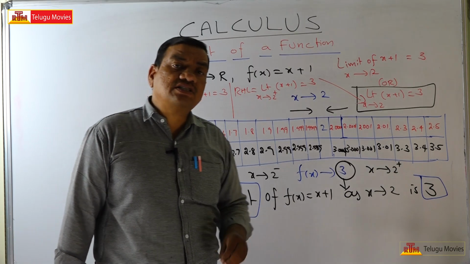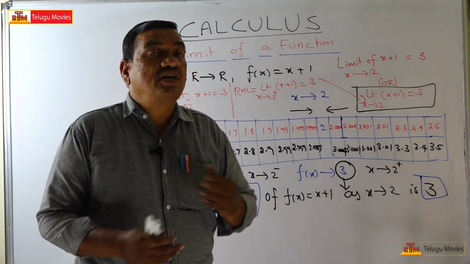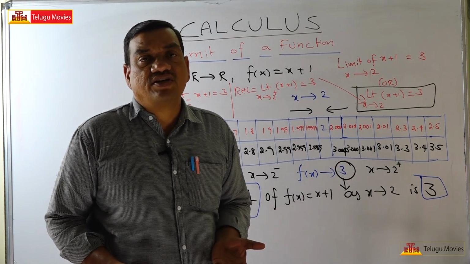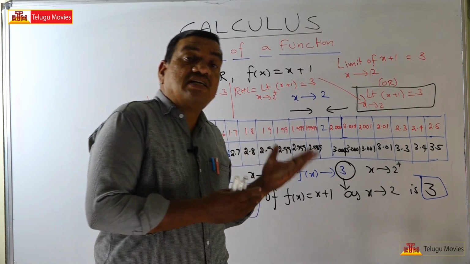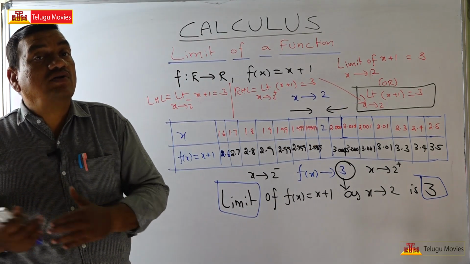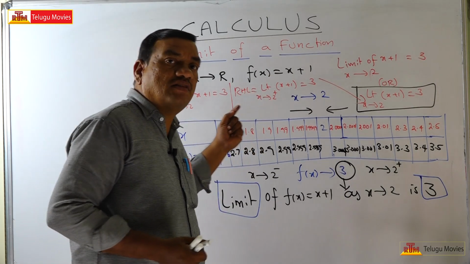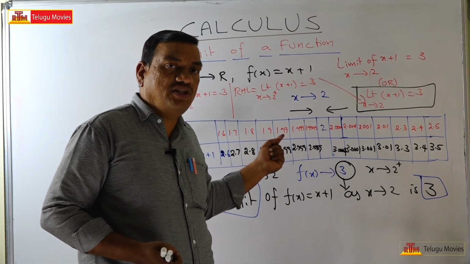Sir, are there any functions whose left hand side limit and right hand side limit give different answers? Yes, there are some functions where the left hand side limit approaches one value and the right hand side limit approaches another value, thereby the limit does not exist. Okay, now I will explain that example also. Let us see that example.